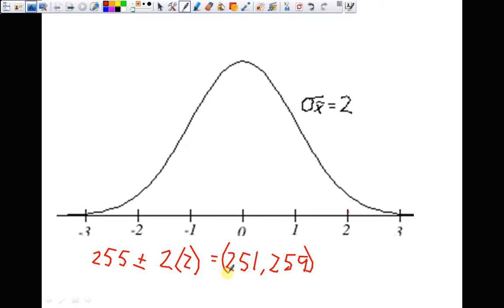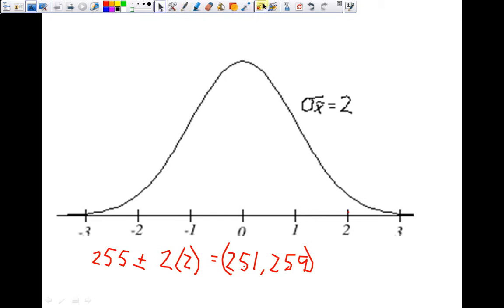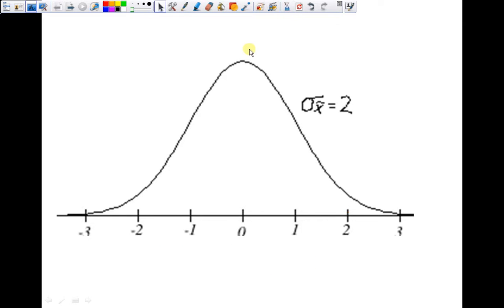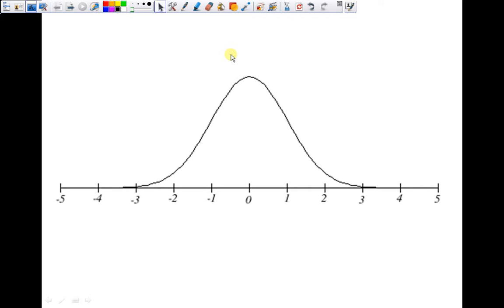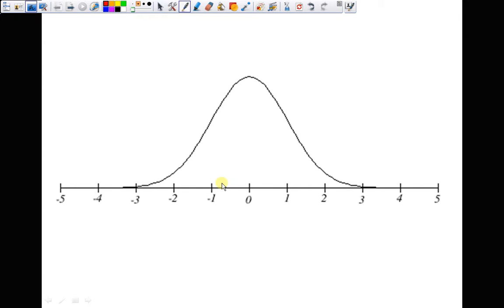Okay, so that's our confidence interval. And we interpret this confidence interval by saying we are 95% confident that the true mean weight of NFL players lies within this interval. Okay, that's what it means. Let me illustrate something.